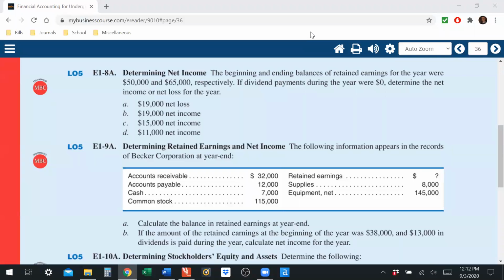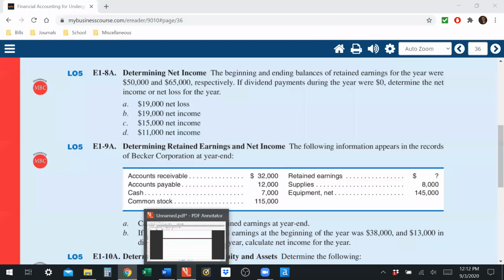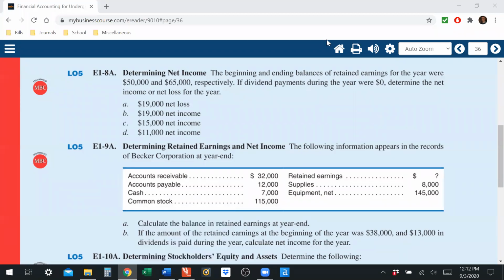The beginning and ending balances of retained earnings for the year were $50,000 and $65,000 respectively. If dividends during the year were $0, so they didn't pay any dividends, what was the net income or the net loss for that year? So this goes right along with what you guys are talking about. We need to use what equation to answer exercise 1.8a? Which equation do we need to use?